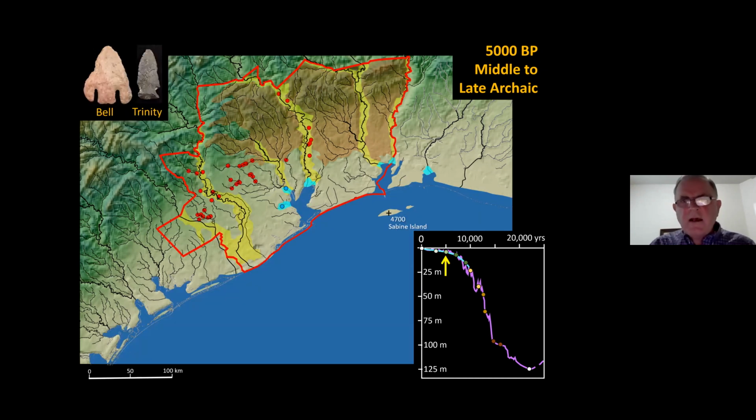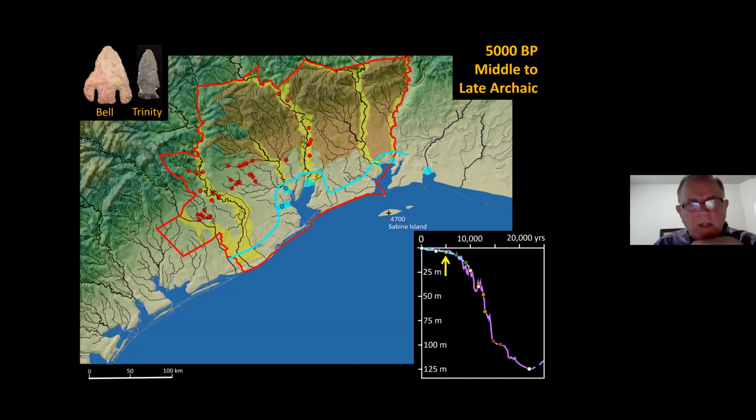Now it's 5,000. Now look on the bottom and you'll see that we're in the period of the little lower right where the yellow arrow is. We're now really only about 5 or 10 meters below present day. The Galveston Bay now extends, you can see, more or less its present day shape as it continues to flood. And if you notice, let's see if I can do this.